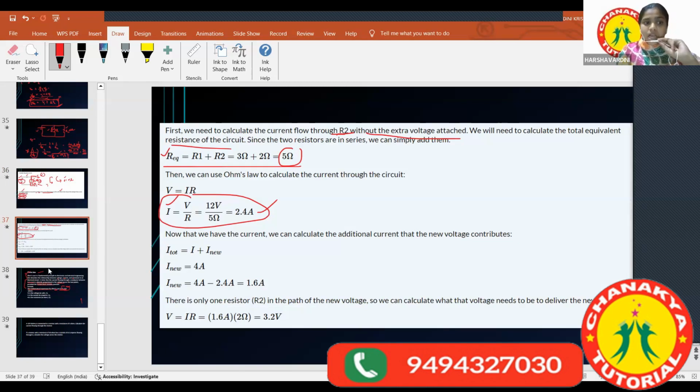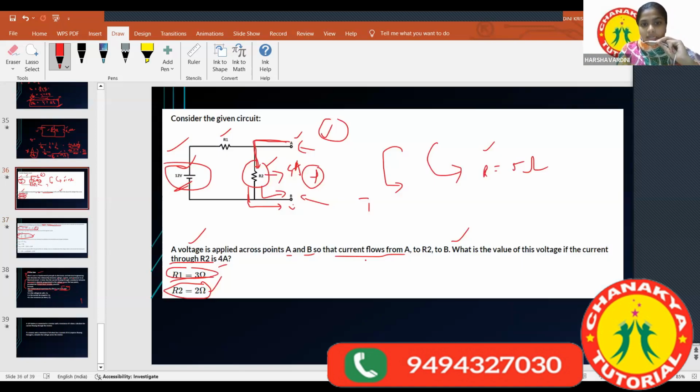Now, our motto is not to find the already existing current. Our motto is to find what is the voltage that has been coming through A and B, right? What is the extra voltage? That is the question, no? What is the value of voltage if the current through R2 is 4A, right?